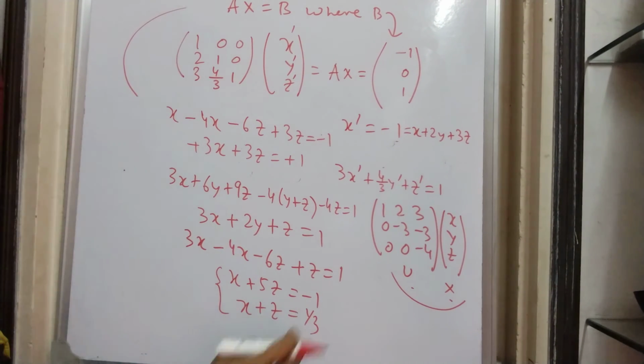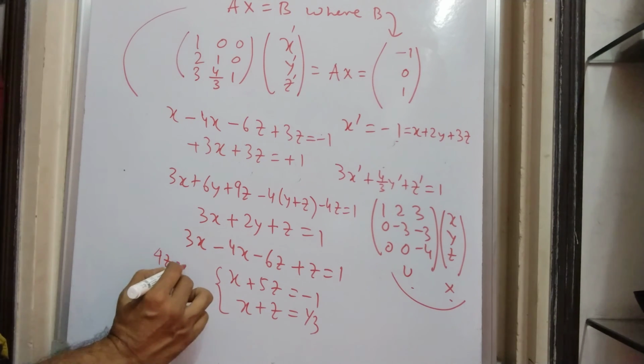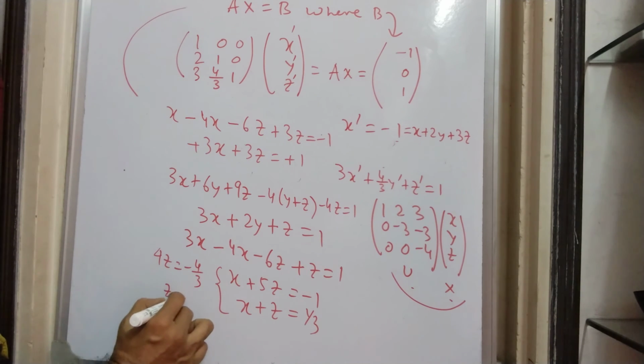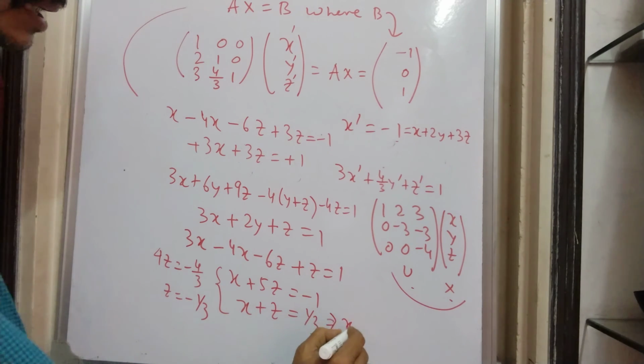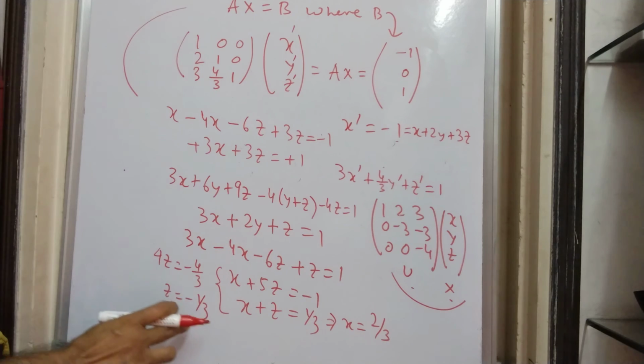since x plus 5z is minus 1 and x plus z is 1/3. So we subtract them to get 4z equal to, this minus this means minus 4/3, and z is equal to minus 1/3. And when z is minus 1/3, from here we get x equal to 2/3. So this is the relation, and we can put this value of x and z to find what is y, since we have a relation between x, y and z to get that y equal to minus 3x minus 3z.